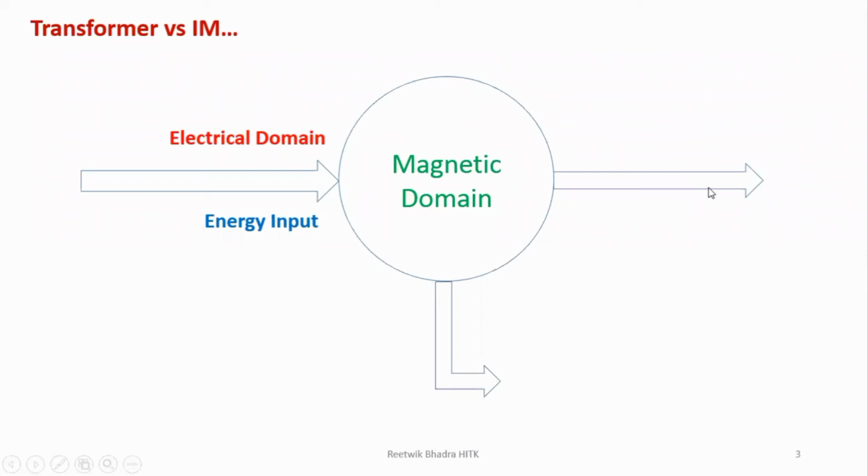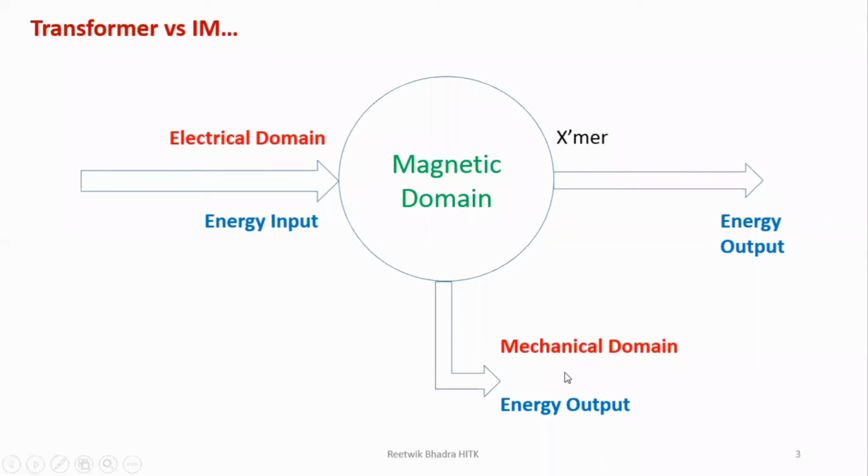Now if we take the case of a transformer, what will be the energy output? And what will be the energy output in the case of an induction motor? It will be in the mechanical domain, because what a motor does is convert electrical energy to mechanical energy. So the energy output will be in the mechanical domain over here. This is what is called the induction motor.